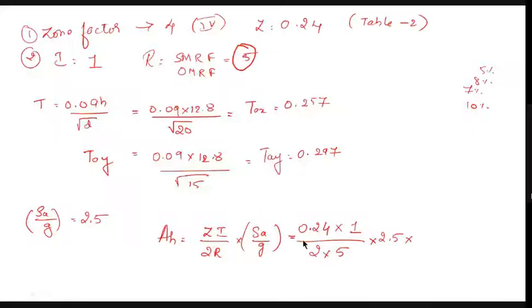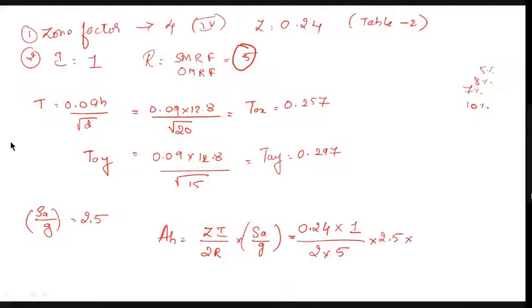So we will multiply it by what? The factor, we will multiply the factor by 1. Therefore, on calculation, the Ah value we will get is 0.06. Okay, so up to now we have determined the horizontal seismic coefficient.